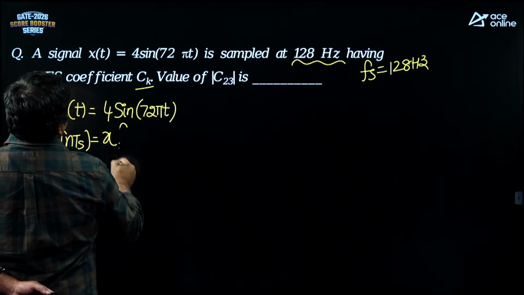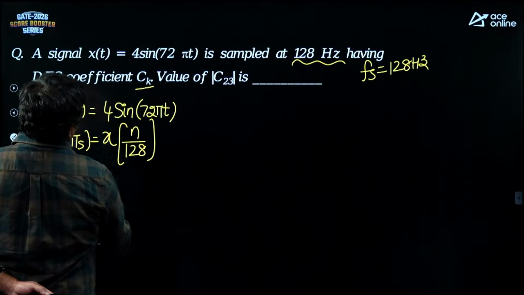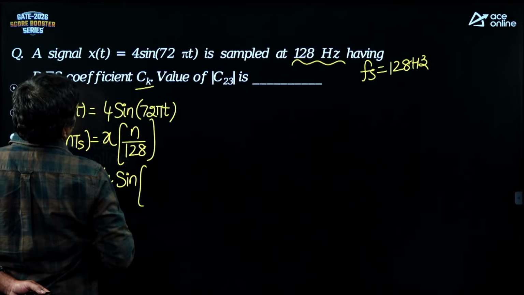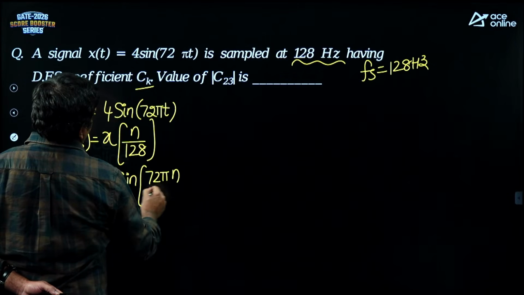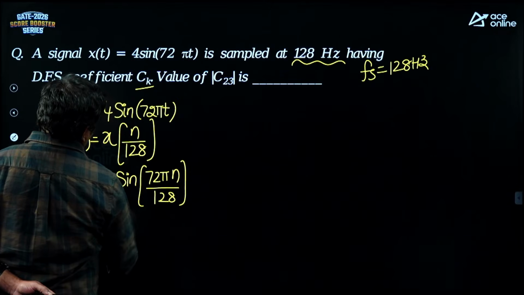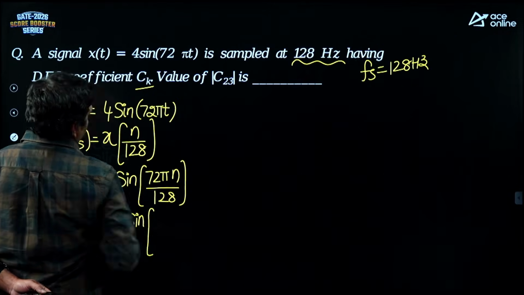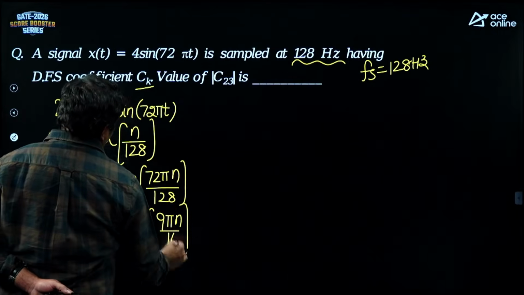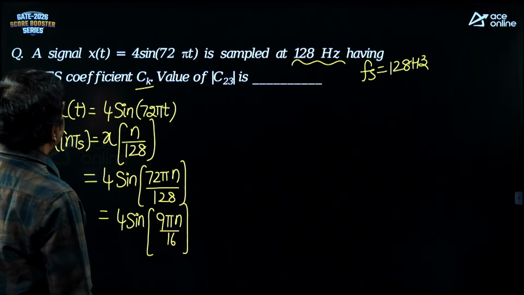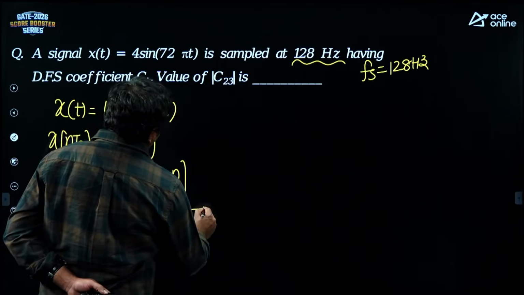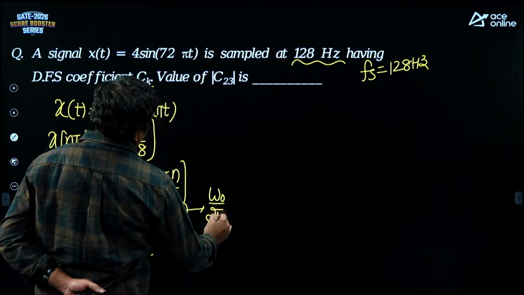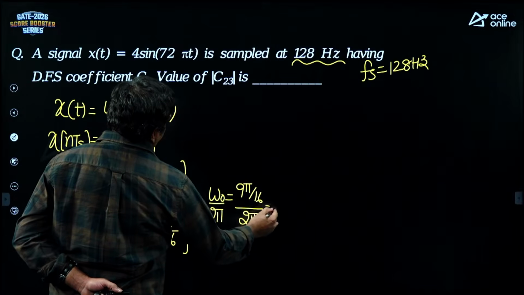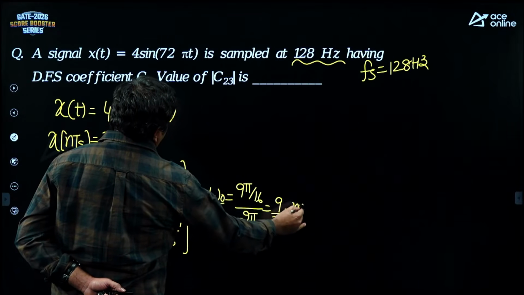t equals nTs, do that conversion. Ts is 1 over Fs. 8 9s are 72, 8 16s are 128. So, 9 pi by 16. When you check the time period again, for a discrete signal it is the omega naught by 2 pi ratio. 9 pi by 16 by 2 pi becomes 9 by 32, in m by n form.